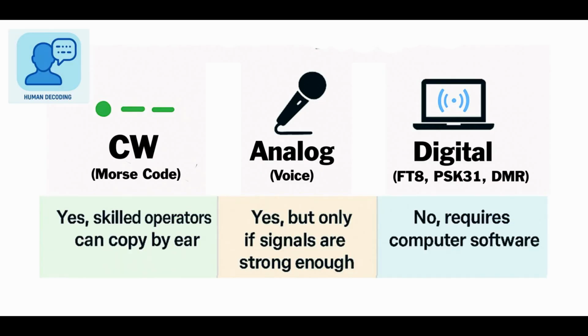Human decoding is the art and science of using your brain to interpret weak, noisy, or incomplete radio signals. Human decoding refers to the ability of a radio operator to interpret and understand information directly by ear, without relying on a computer or electronic decoder. It's when your brain becomes part of the communication system, detecting, filtering, and interpreting radio signals through listening and practice. Human decoding is the operator's mental processing of imperfect radio information to recover meaning.